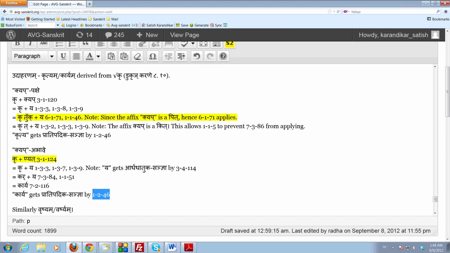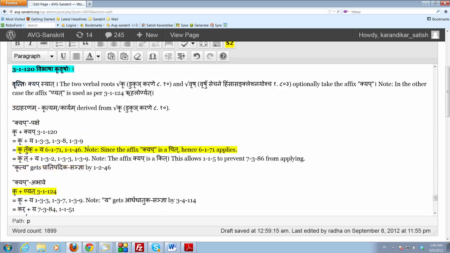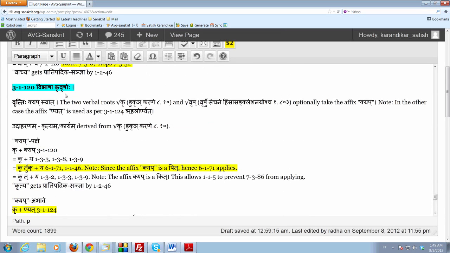Kyap pakshe, when you apply the affix kyap, we get kritya. We don't apply kyap, then we apply the affix nyat by ru halor nyat, and get the form karya. So krityam and karyam. The meaning is absolutely the same: something which is fit to be done, should be done, ought to be done, etc. Similarly, when we look at the dhatu vrish, we get the two forms vrishyam and varshyam. So that is the special sutram. For these two verbal roots, kru and vrish, they're allowed to take the kyap optionally and also nyat optionally.